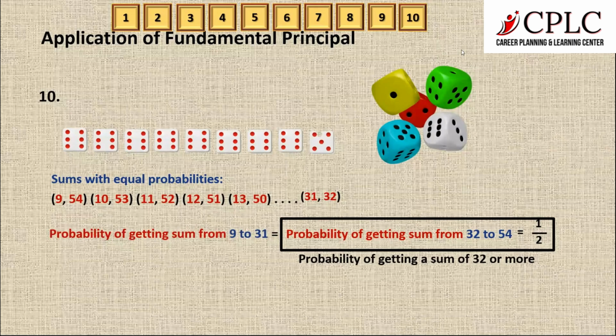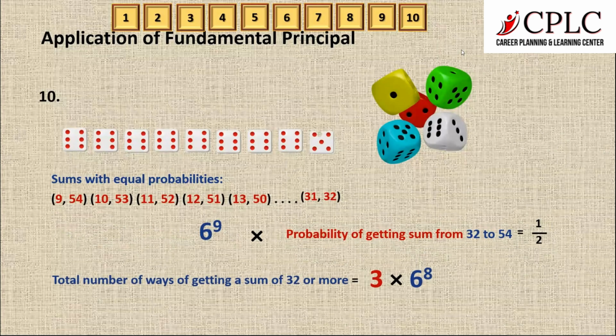Now the total number of ways would be total number of outcomes into probability of getting sum of 32 or more. So 6 raised to 9 is the total number of outcomes. So total number of ways getting a sum of 32 or more is going to be 6 raised to 9 into 1 by 2. So 3 into 6 raised to 8 is the answer. That is option 1.